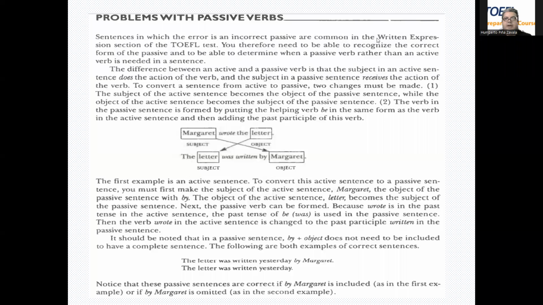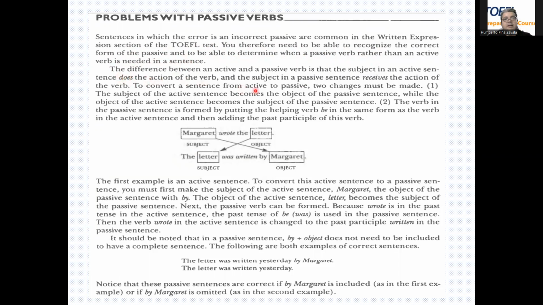All right, we're in the structure and written expression section of the TOEFL test, and we're going to work with problems with passive verbs. Sentences in which the error is an incorrect passive are common in the written expression section of the test. You, therefore, need to be able to recognize the correct form of the passive and to be able to determine when a passive verb rather than an active verb is needed in the sentence.